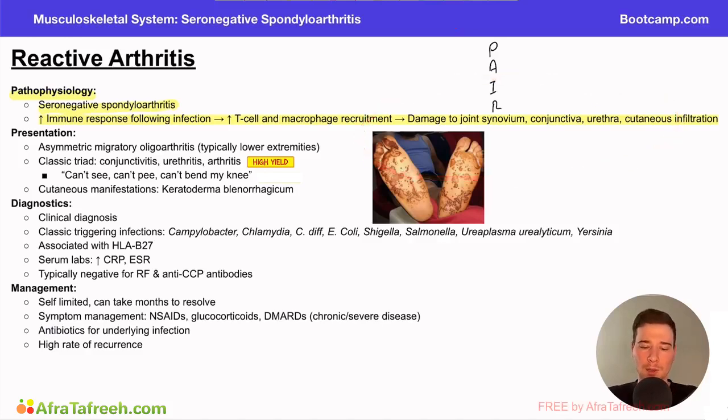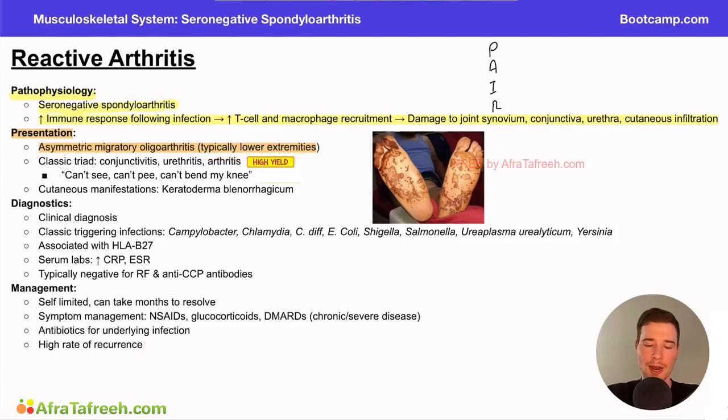So when we think about our clinical presentation, this is often going to present with asymmetric migratory oligoarthritis, typically in the lower extremities. Again, we've kind of talked about these before, but it's migratory, right? So it goes from one joint to the next. It might be their left knee one day, and then next week it's the right hip. It's an oligoarthritis, so usually more than one joint is affected. And in this particular condition, they're usually lower extremity joints.